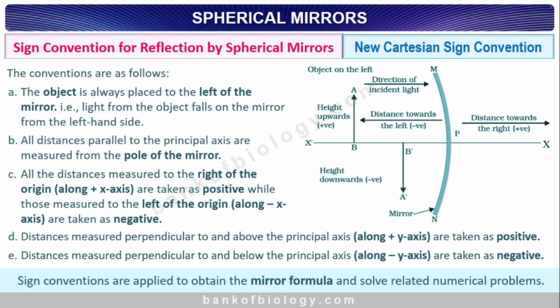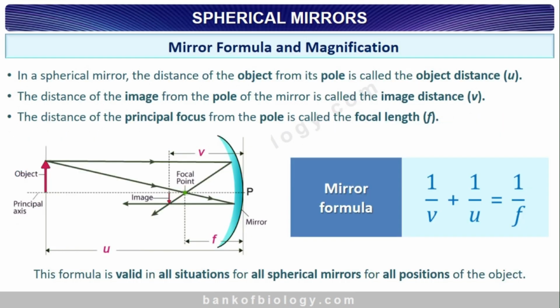Sign conventions are applied to obtain the mirror formula and solve related numerical problems. Mirror formula and magnification. In a spherical mirror, the distance of the object from its pole is called the object distance. It is represented by the small letter u. The distance of the image from the pole of the mirror is called the image distance. It is represented by the small letter v.